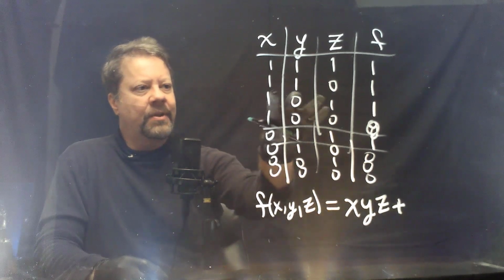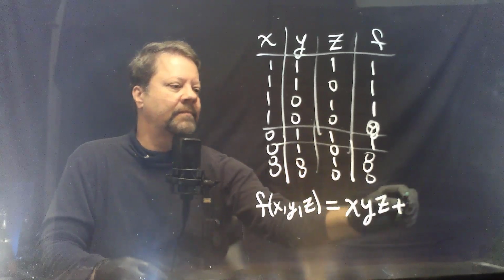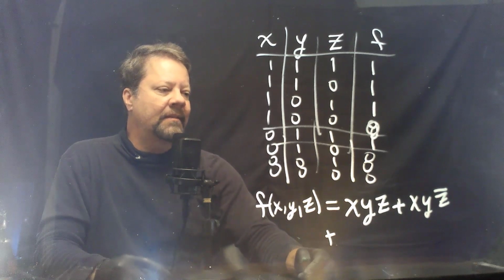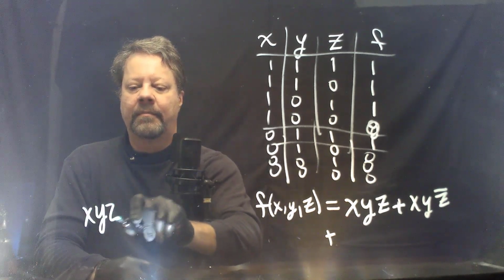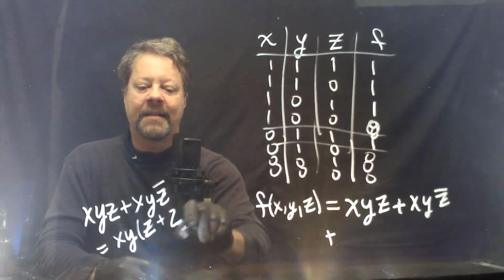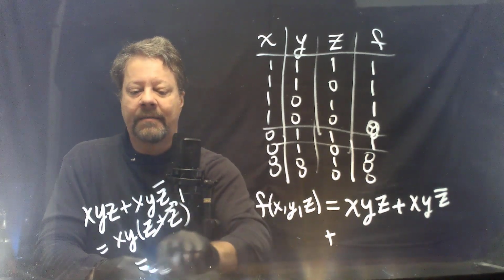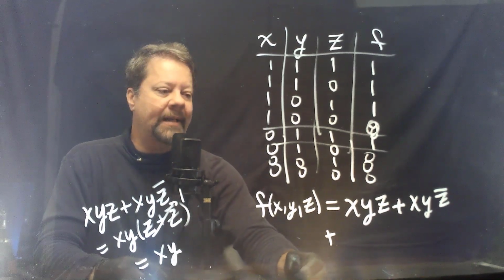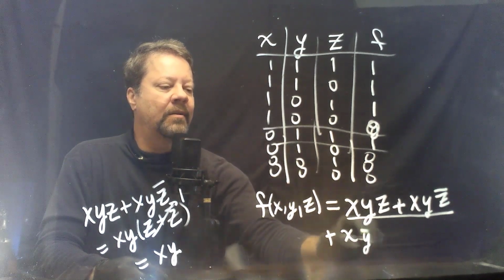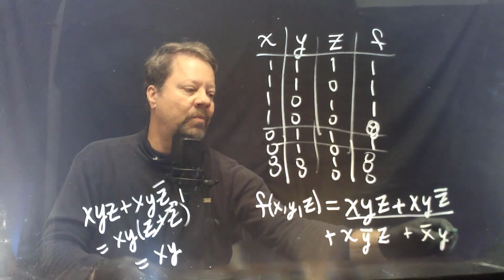But or x, y, but z is not true. Note that these two terms together can be combined into xy times z plus z bar. Z plus z bar is always 1, regardless of the value of z. So if this is 1, these two terms reduce to just xy. We'll combine these terms in a minute. The remaining terms are x y bar z here, or x bar yz.